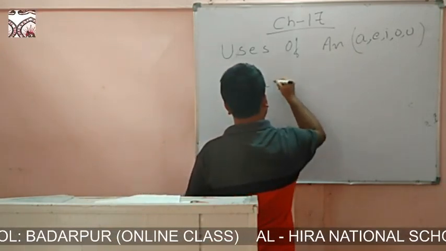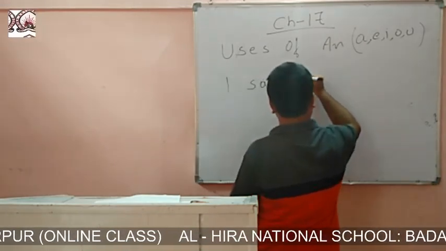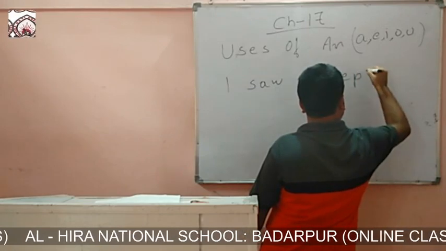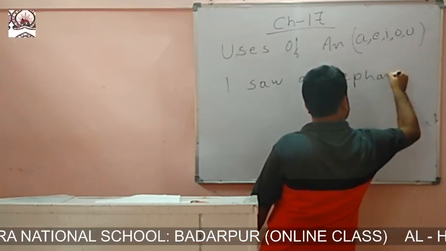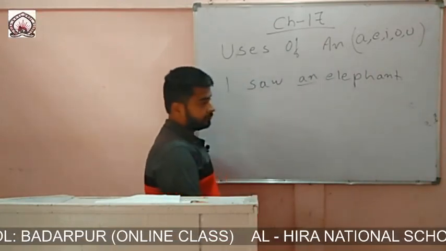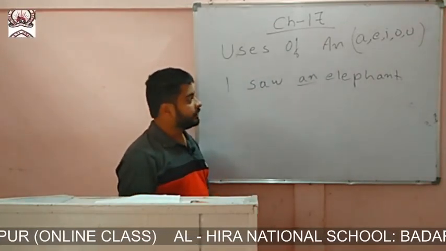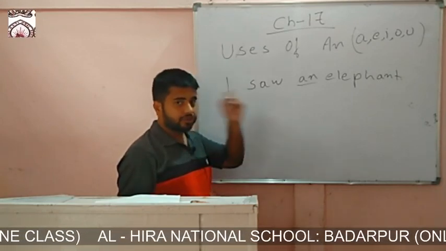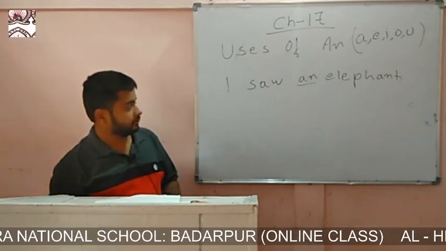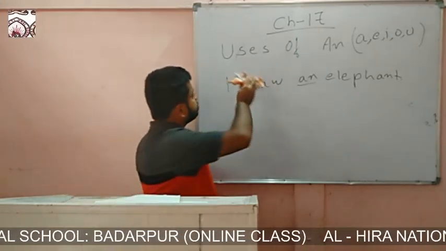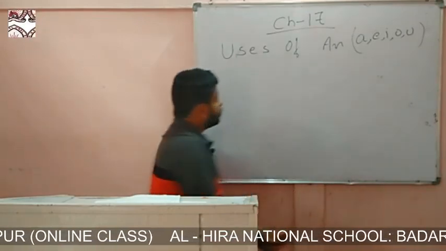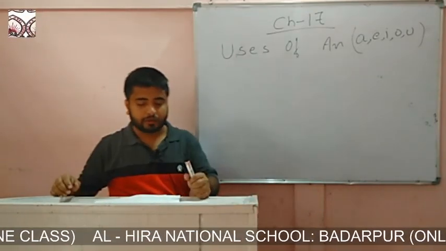I saw an elephant. So I have written "an" because in "elephant" here the pronunciation begins with a vowel sound. E is coming, so I have written "an". Hope you have understood what I tried to explain.